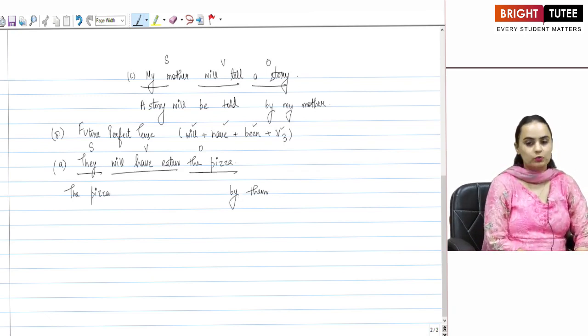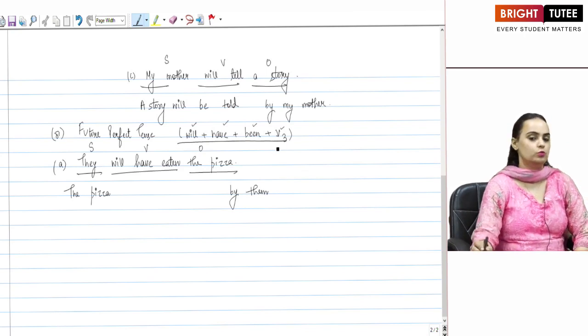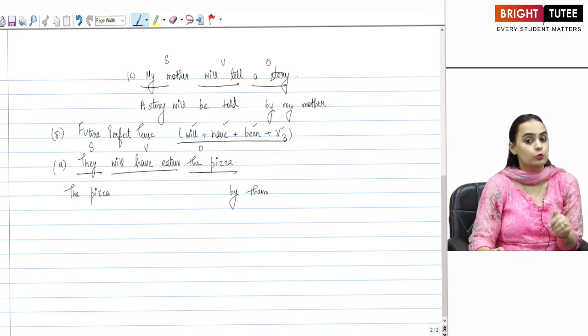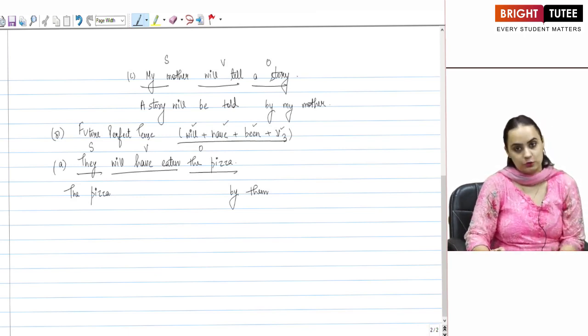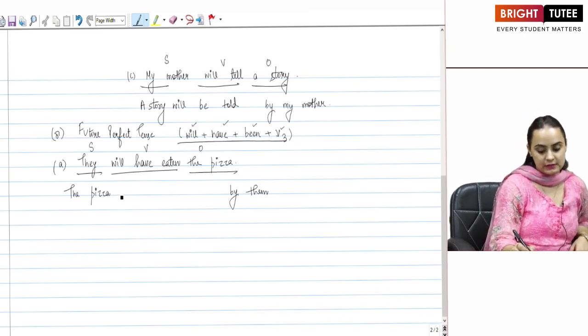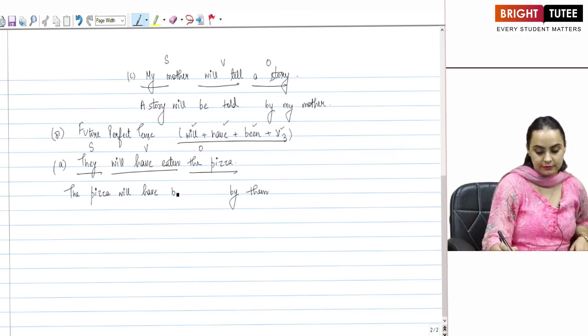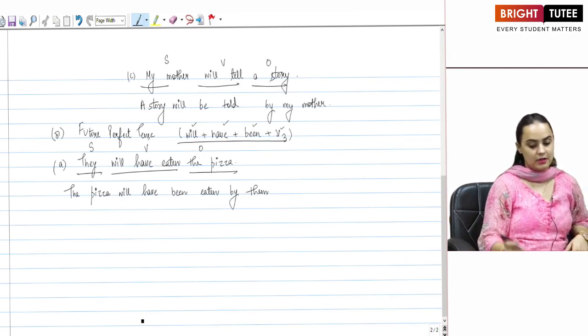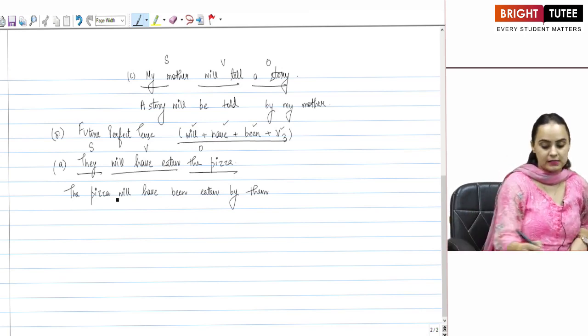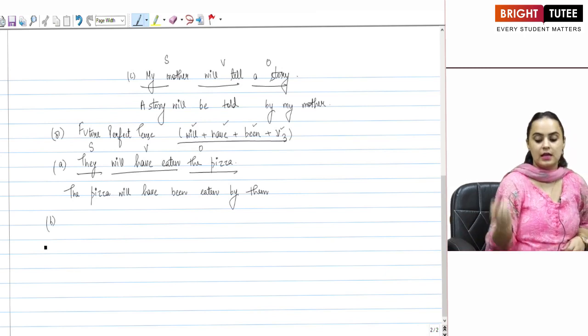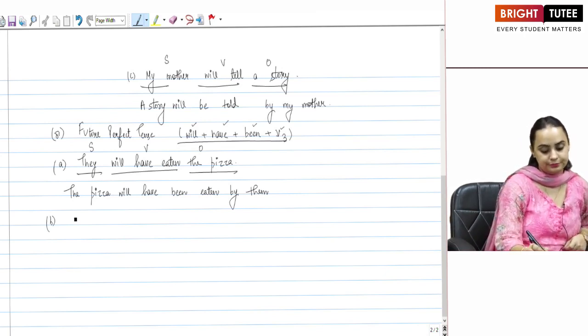Now, how to change the verb? Very simple. Just go by the rule. Now, you have to remember all the rules and then it is going to be very easy for you to change the active to the passive one. So, the rule says we first write will, then we write have, then we write been, and the third form of the verb, which is eaten. So the pizza will have been eaten by them is my sentence in the passive voice. Let us take another example.